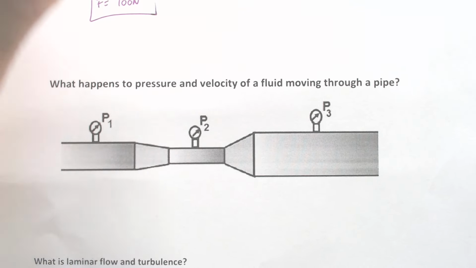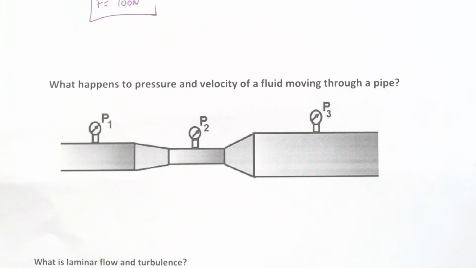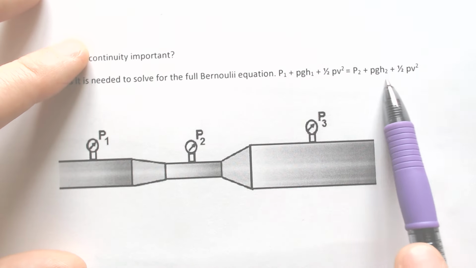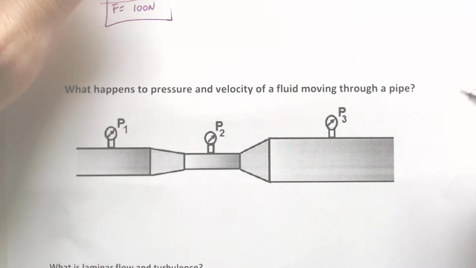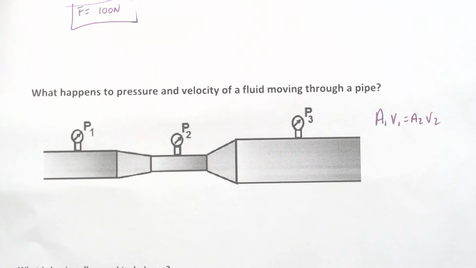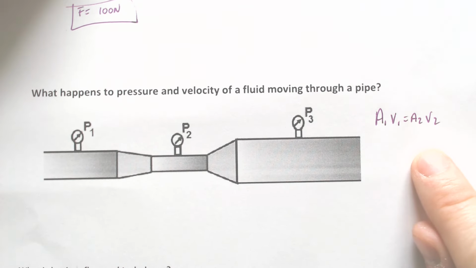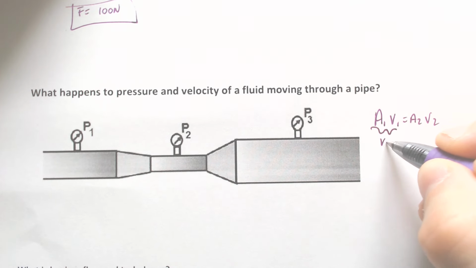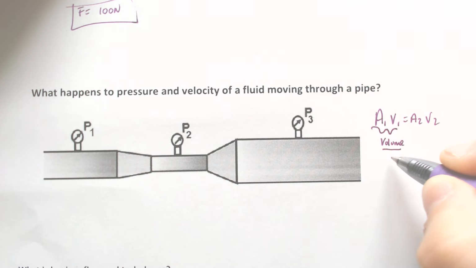Today we are going to be talking about volume continuity and Bernoulli's equation. So this is Bernoulli's really big equation. And the volume continuity is the simple one. It's A1v1 equals A2v2. All right. Now with that equation, we have to understand that this just represents the volume per second.